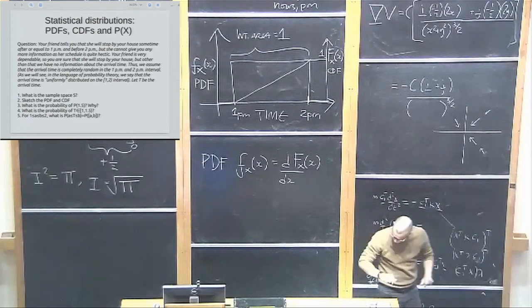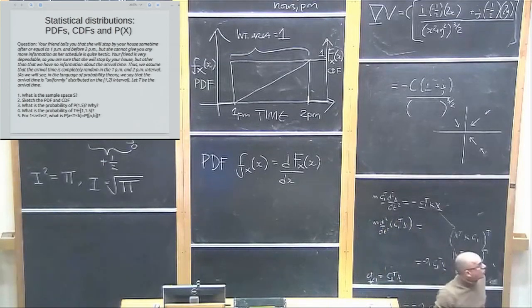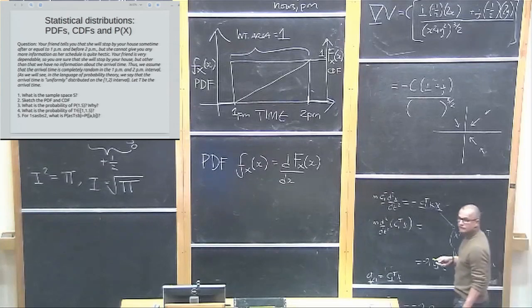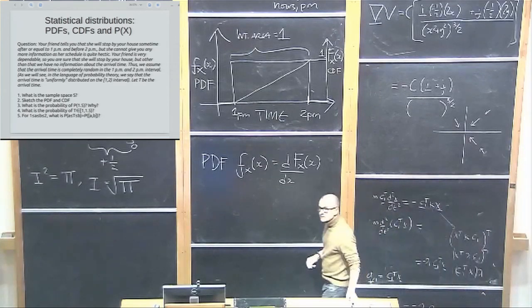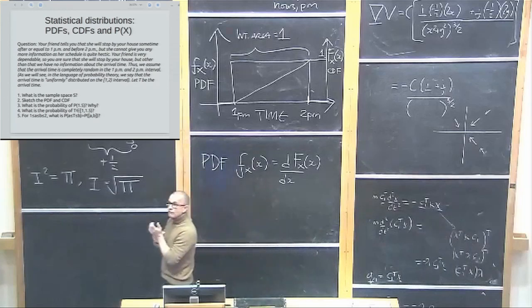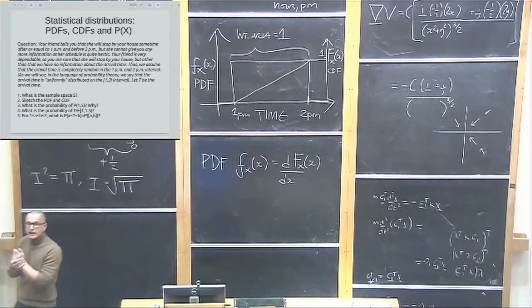Okay, so there are some other questions here. The question says, what is the probability of her arriving when the time is exactly 1.5? Okay, when the time is exactly 1:30. So the probability of her arriving when the time is exactly 1:30 is 0.